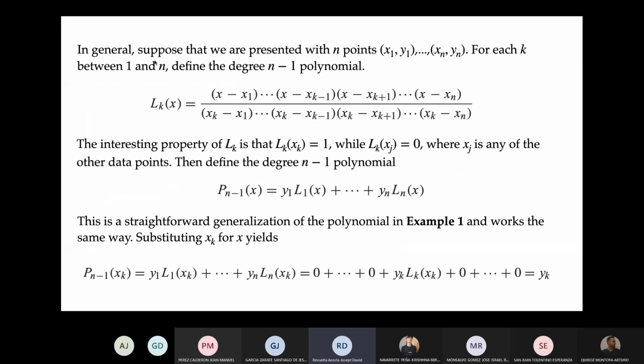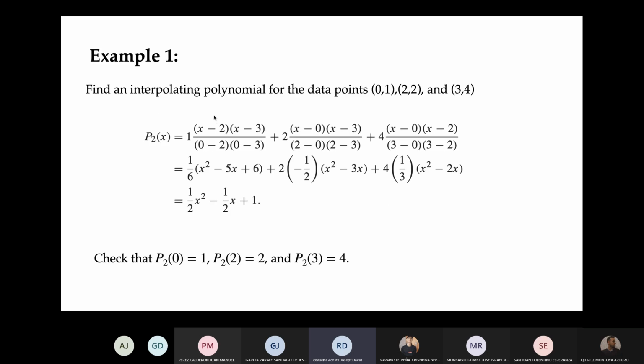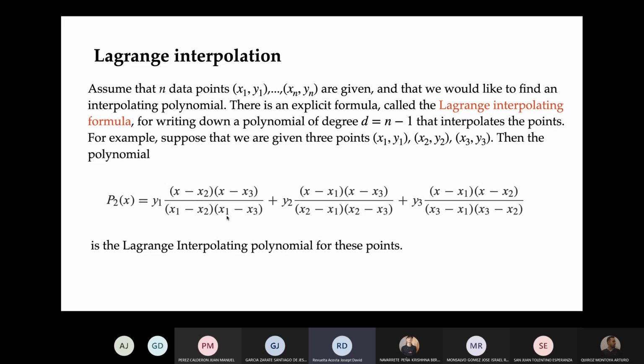So in general, suppose that we are presenting n points. So imagine that we don't have 3, we just have several points. So for each k between 1 and n, we define the polynomial of degree n by calculating an Lk factor. So which one is the Lk factor? It is this factor, only this. You are not accounting for y, so this is only the factor. This is what we need to calculate.